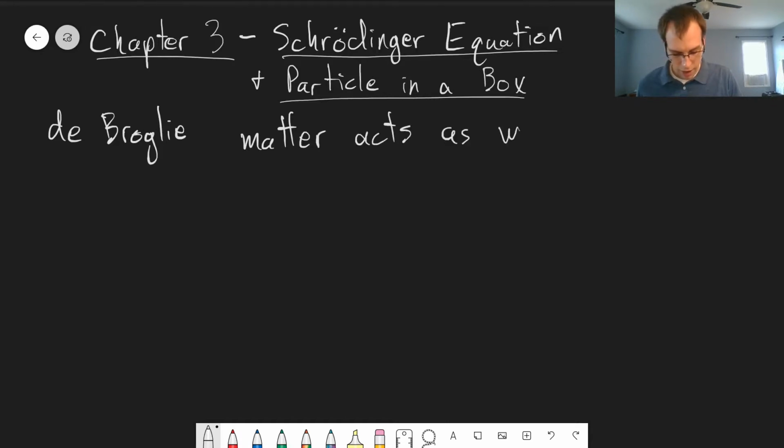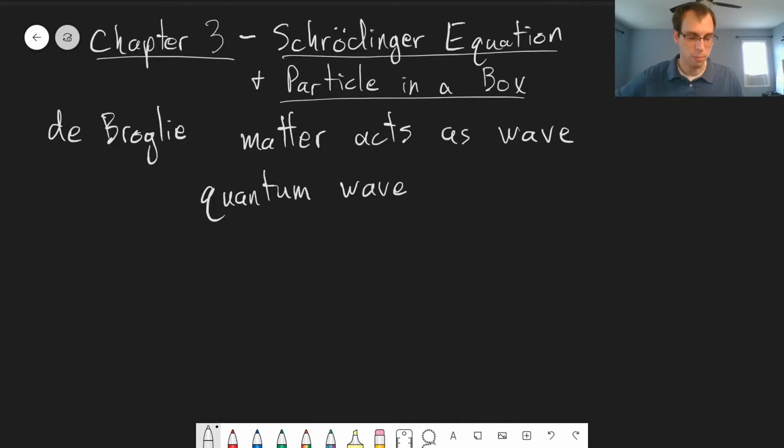And so if matter acts as a wave, just as we saw in the previous chapter, with classical objects, a normal macroscopic object like a string, we have a wave equation that describes that string and how it behaves and how it evolves over time. And so if matter acts as a wave, there must be some sort of quantum wave equation that describes how the matter acts when it shows wave-like properties.